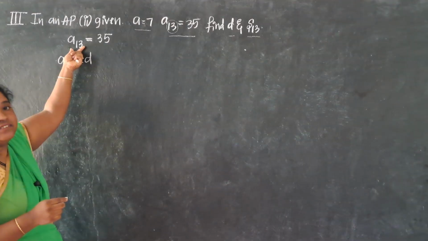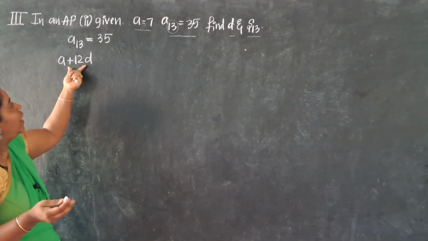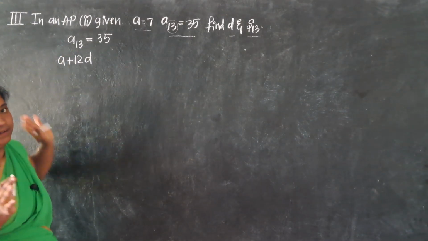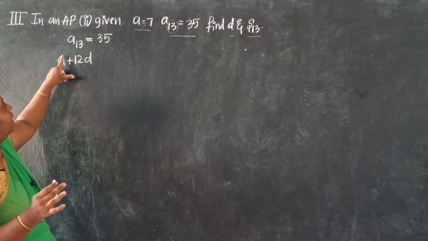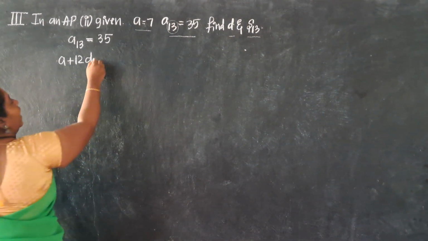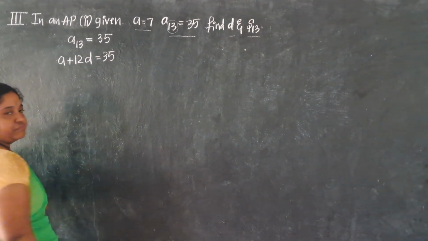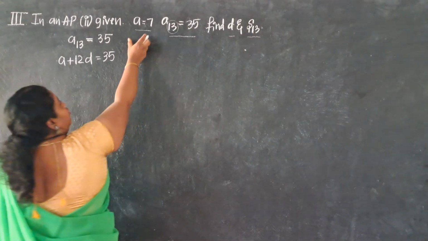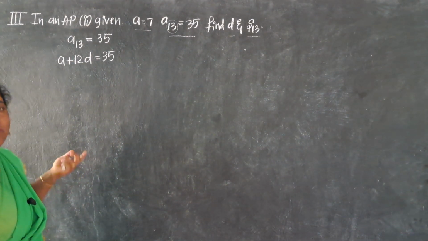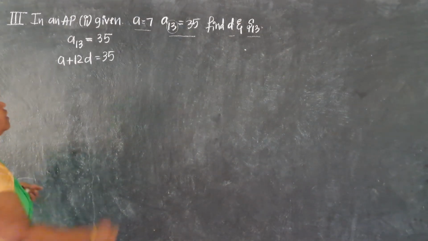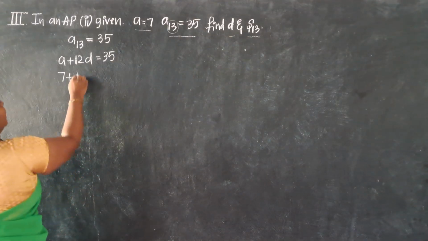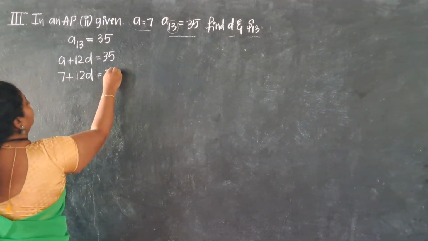Any number, any term, the nth term. So (n minus 1) d added to a would give me the nth term. Understanding? So a plus 12d, since 13 minus 1 is how much? 12d, is equal to how much I have? 35. Okay, so the a value is also provided. What is the a value that has been provided? a is equal to 7. What to do? Substitute it. Understanding? So that 7 I am going to substitute here. Isn't it? So 7 plus 12d is equal to 35.